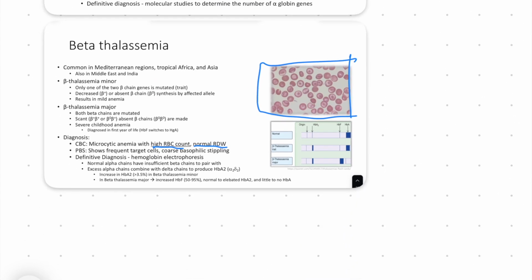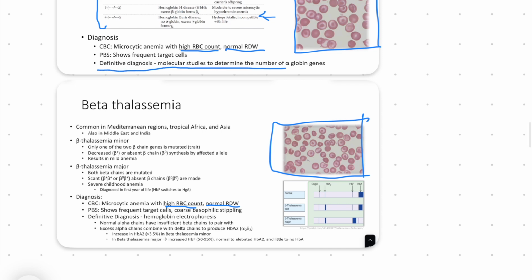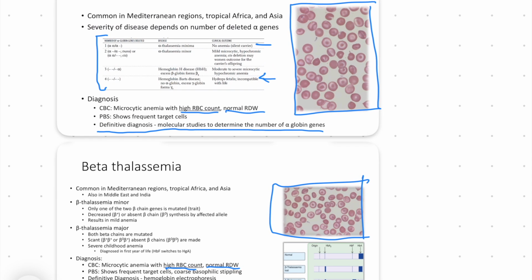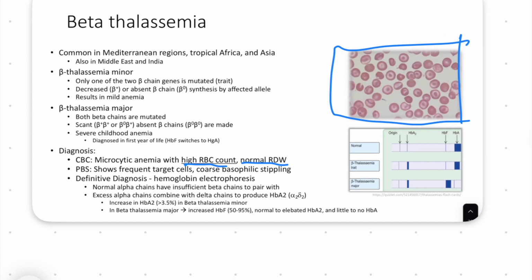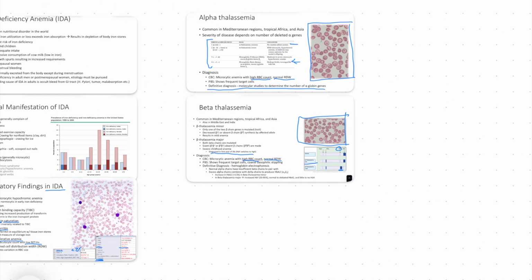Now what do we do? Well, we can do a definitive diagnosis. It's going to be molecular studies, and that's going to tell us if we have any gene knockouts. We can also do, in the case of beta thalassemia, another hemoglobin electrophoresis. And if we see hemoglobin F, the fetal hemoglobin, if we have thalassemia major instead of just the trait, we're going to see a high amount of fetal hemoglobin in order to compensate for the missing beta genes. And another thing to highlight is it's actually diagnosed in the first year of life, as we switch from using hemoglobin F to HbA. So it's not going to be immediately apparent.